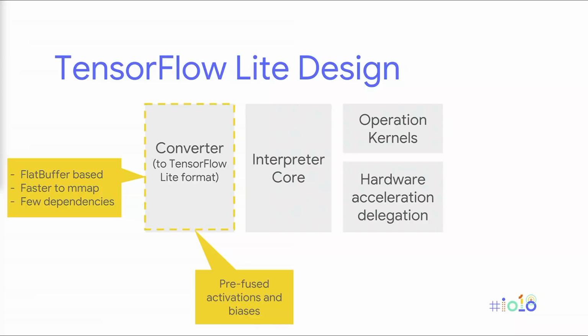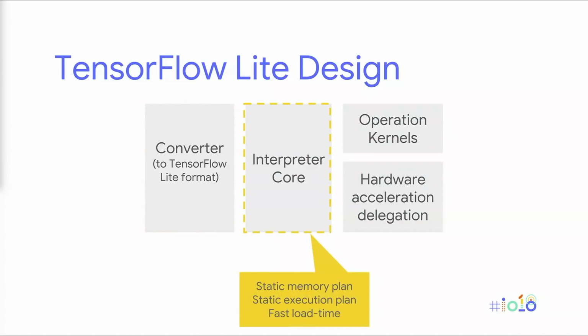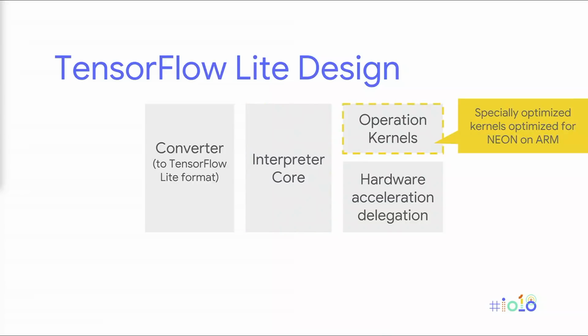The advantage of using flat buffers is that we can directly access the data without doing parsing or unparsing of the large files which contain weights. Another thing that we do at the time of conversion is that we prefuse the activations and biases. And this leads to faster execution later at runtime. The TensorFlow Lite interpreter uses a static memory and static execution plan. This leads to faster load times. Many of the kernels that TensorFlow Lite comes with have been specially optimized to run fast on ARM CPUs.